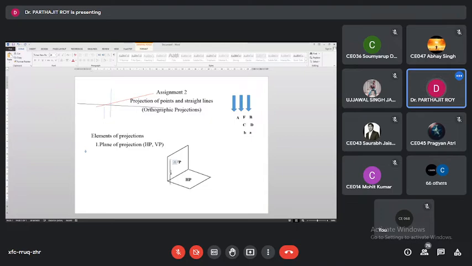let us extend these two planes. I am extending the vertical plane in the downward direction. Similarly, the horizontal plane is also extended.